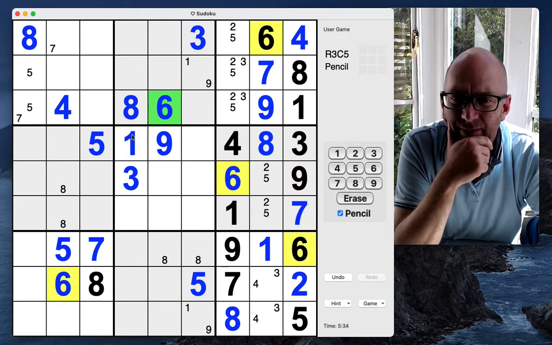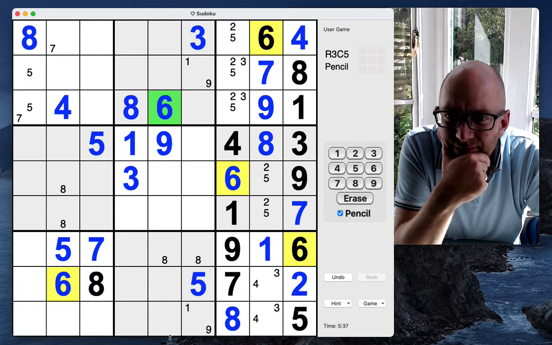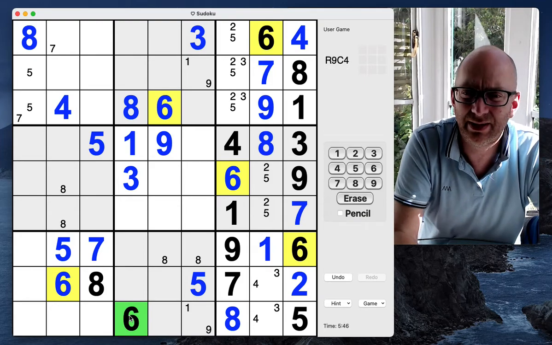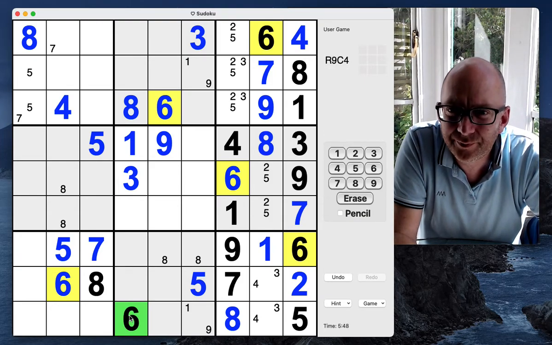It helps us right now. That 6 is coming down in the middle. We've got a 6 here and a 6 here. It can't be here because we've got a 1, 9 pair. So we can now place a 6 on the grid here.